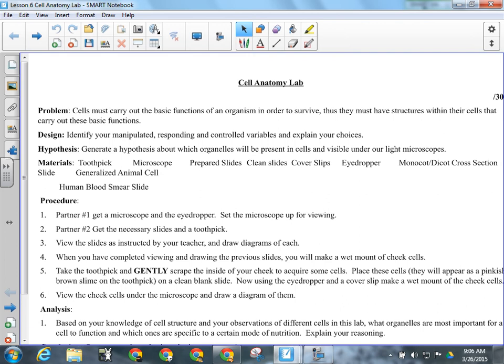For the design, manipulated, responding, controlled variables.